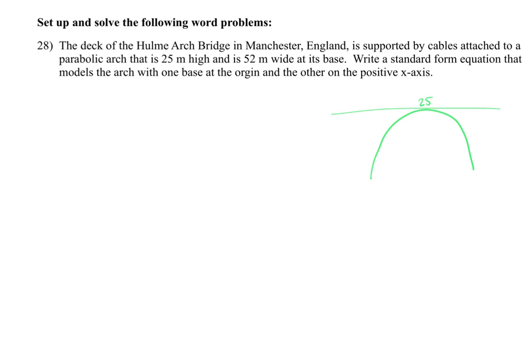It says, write a standard form equation that models the arch with one base at the origin. So instead of centering at the origin, they've told me that this guy is at the origin. That means this guy is at 52, 0, and the 25 should be right in the middle. So he should be at what? 26, 25, right? They've already told me my vertex. My vertex is at 26, 25. They told me my H and K. Does everybody see how they told me my H and K? Yes.